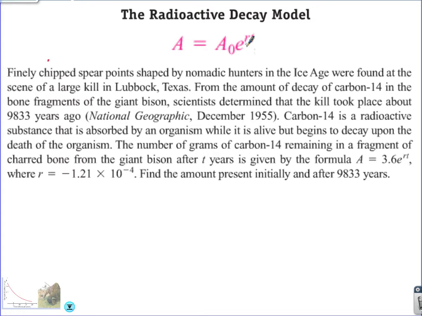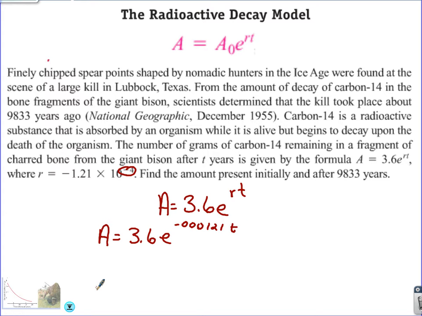R is the rate of decay, and T is the amount of time it takes to get there. And E is 2.718. It's a number. So it gives us this formula: A equals 3.6 e to the RT power, where R is this funny number here. Scientific notation, 10 to the negative 4 power. Take your decimal, you're moving left 4 times. So you've actually got A equals 3.6 e to the negative 0.000121 T. That makes sense.